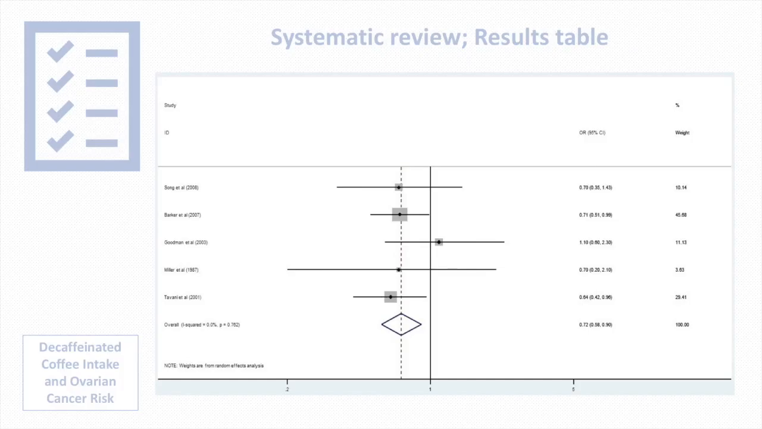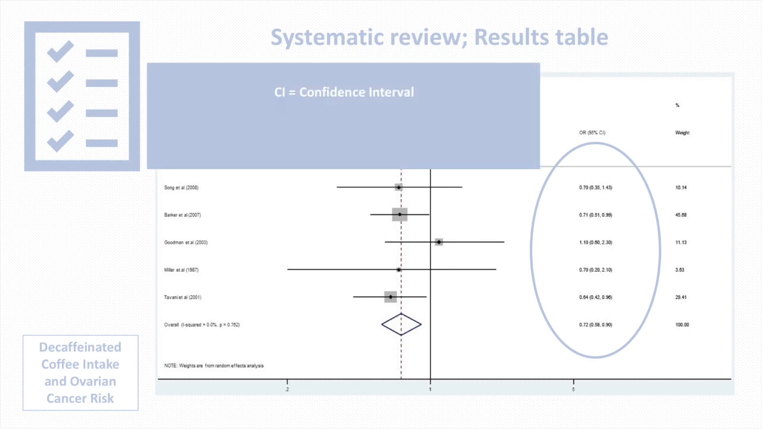Within the results section of a systematic review, you will commonly see a table similar to the one pictured here. This example looks at whether decaffeinated coffee intake is correlated with ovarian cancer. On the left, you can see a column detailing the studies included within this review, and in the second to last column, you can see the confidence intervals of each respective study.